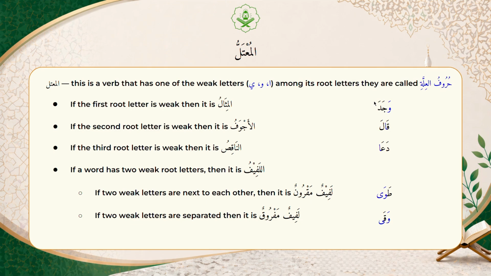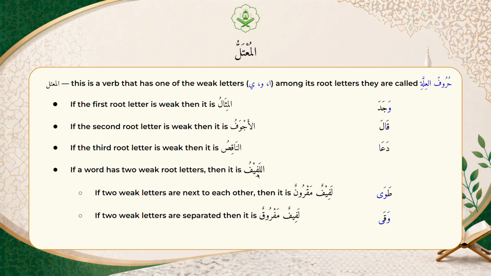So the حروف الأصلي, the root letters, are واو, جيم, دال. And if it's in the middle, it will be called أجوف. الأجوف. So example, قال. Alif in the middle, but later on we will learn that this alif is actually waw. And if the weak letter is at the end, it will be called الناقص. الناقص, like دعاء.